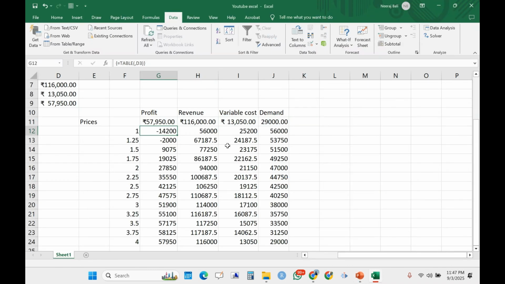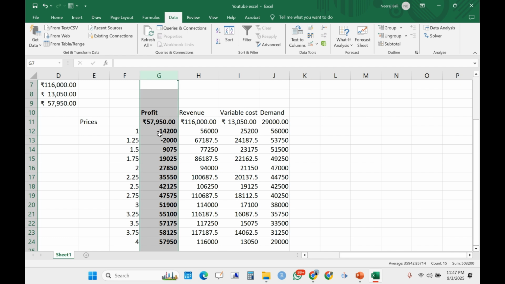At what increase and decrease of the price is our profit maximum, we would like to know. Now this is the profit. For 1 rupee, this is the profit. At 1.25, profit is this much. As the price is increasing, the profit is increasing. Obviously, the margin will increase. Prices increasing means you are getting more revenue, so the profit is also increasing.